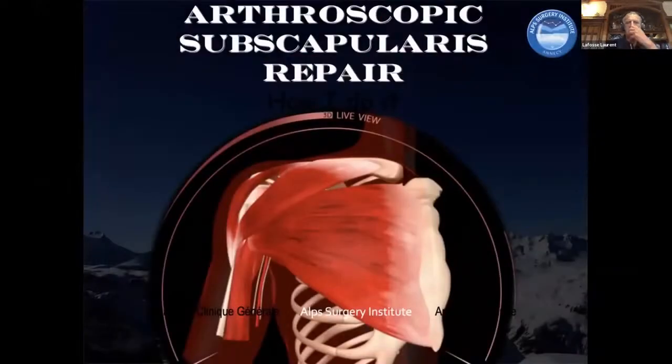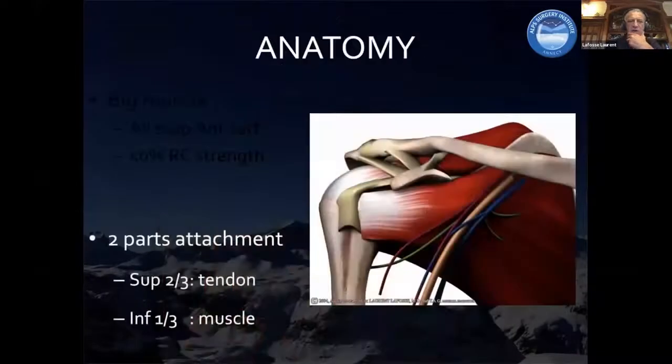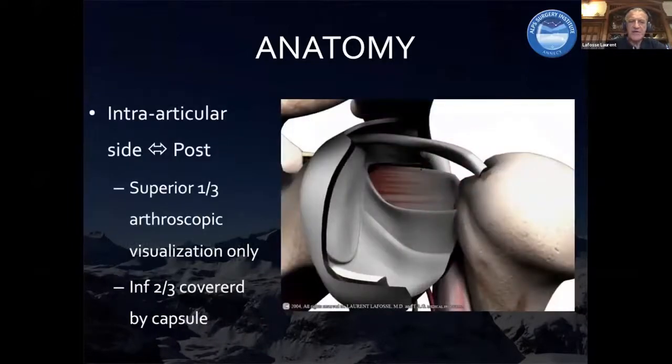The duty of the subscap is to stabilize the shoulder, and it's a very big muscle. It has 2 parts. Mostly, we know it's close to 7 parts, but the upper 2/3 tendon is different from the inferior 1/3, which is more muscle, and a capsule, which is a very thick capsule, but a very thin muscle attachment here.